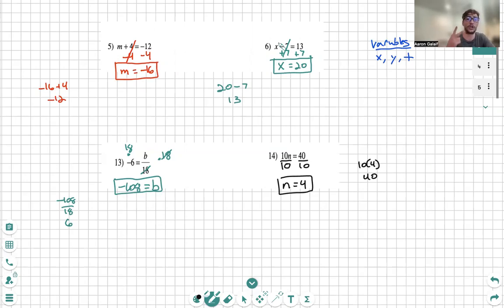In the next video, we'll go over two-step solutions for these types of equations.